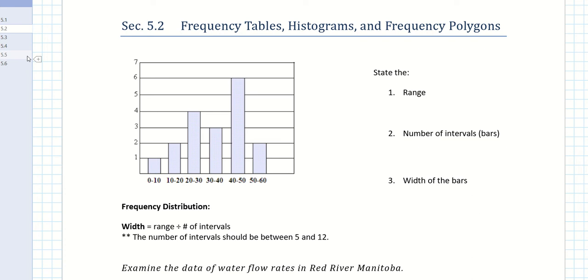So the first example that you see here is what's known as a histogram. So this is a histogram, and it looks a lot like a bar graph. But notice that this is not a bar graph because if you look at the bottom here, instead of just having a single value for each bar, we have a range of values.